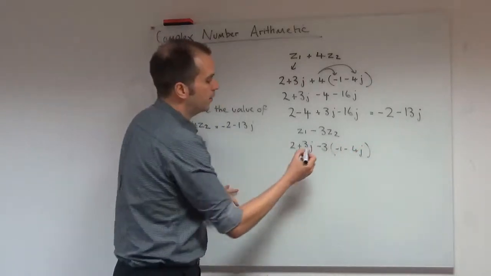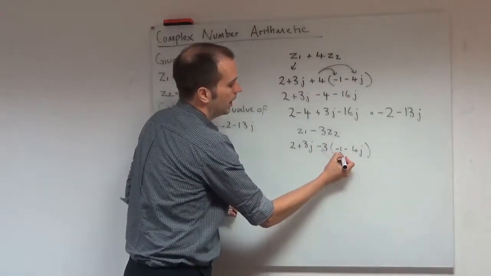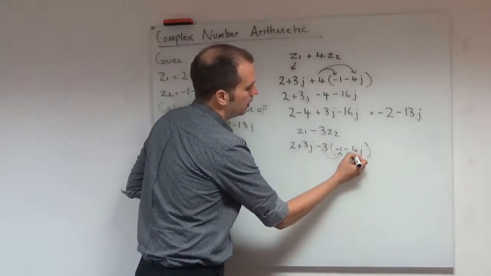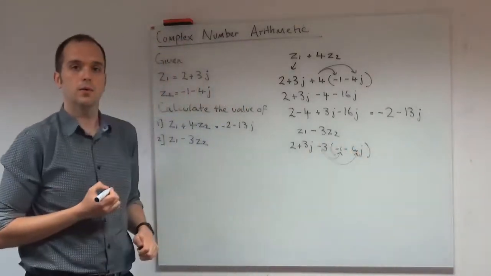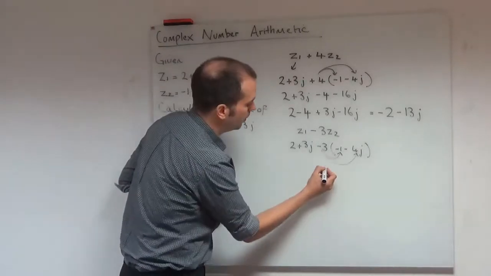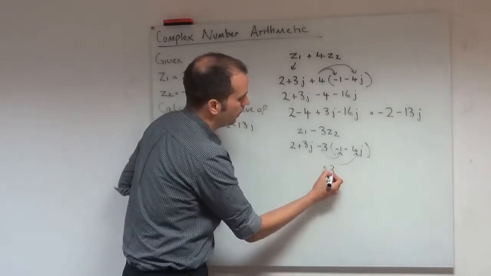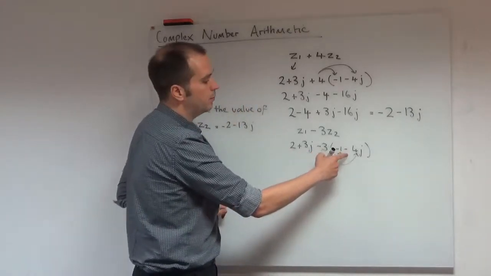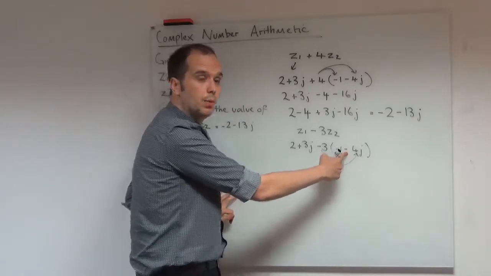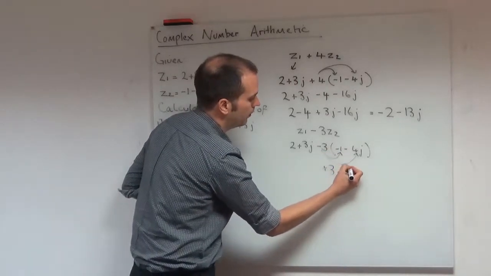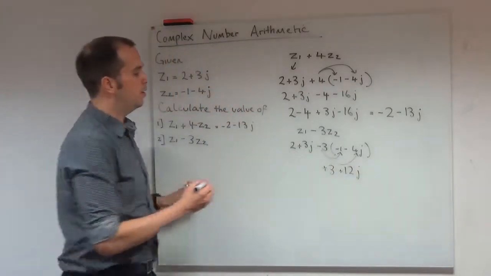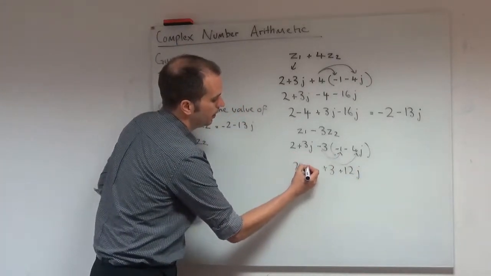So I need to do minus 3 multiplied by minus 1, and then minus 3 multiplied by minus 4j. So what do we get? Minus 3 times minus 1 is plus 3. And minus 3 times minus 4j, well, minus 3 times minus 4 is plus, so it'll be plus 12j. And then we have the 2 plus 3j out the front still.